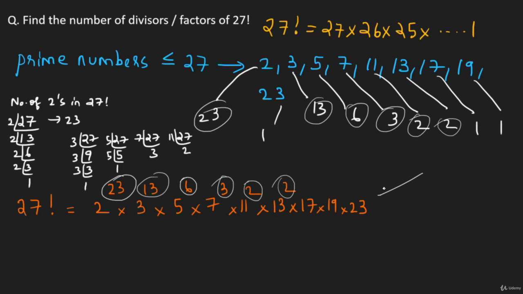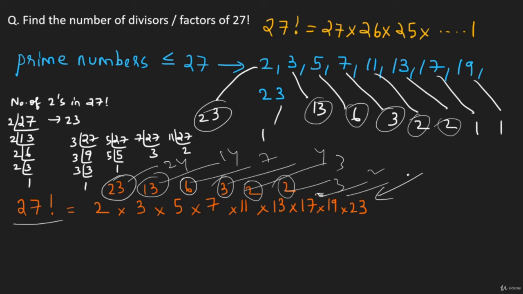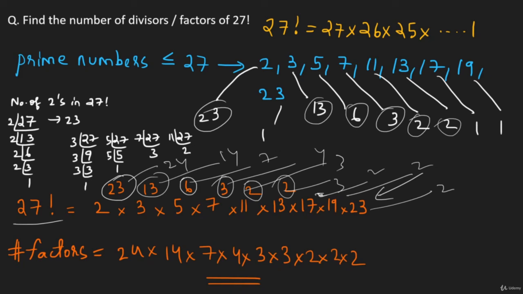Now, because we have the prime factorized form of 27 factorial, we can directly write that the number of factors of 27 factorial is equal to 23 plus 1 gives me 24, 13 plus 1 is 14, 6 plus 1 is 7, 3 plus 1 is 4, 2 plus 1 is 3, 2 plus 1 is 3, 1 plus 1 is 2, right? Over here you have 1 plus 1, that's 2. Over here also you get 2, and over here you also get 2. You just need to multiply all of these. That's equal to 24 into 14 into 7 into 4 into 3 into 3 into 2 into 2 into 2. So this is the answer. This is the number of factors that 27 factorial has.